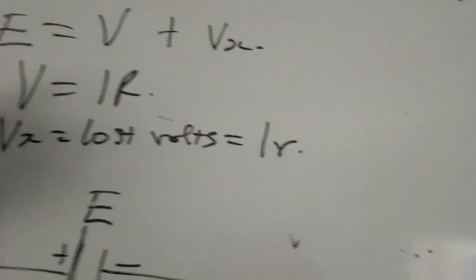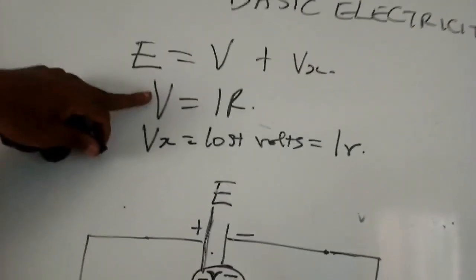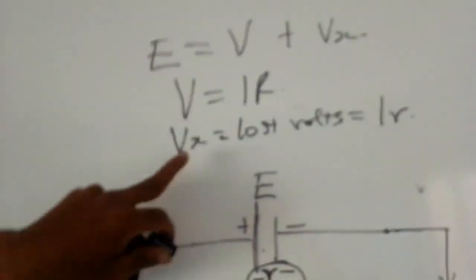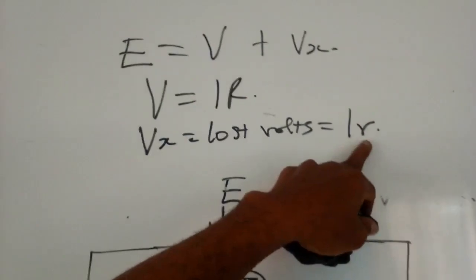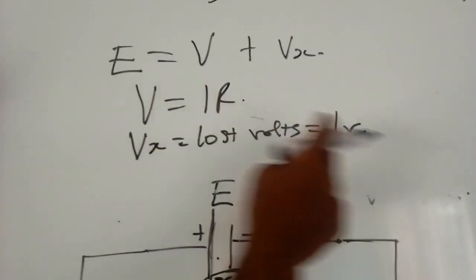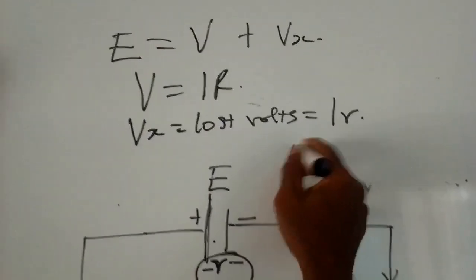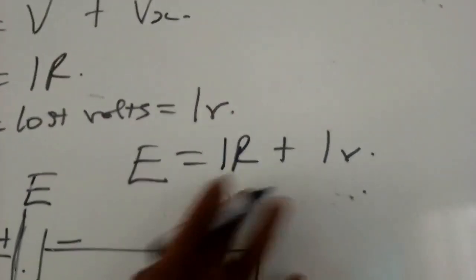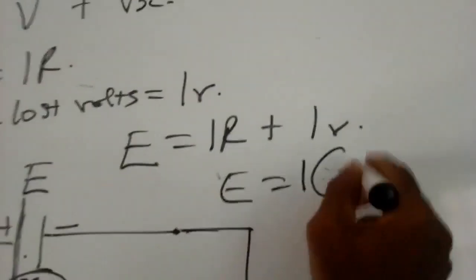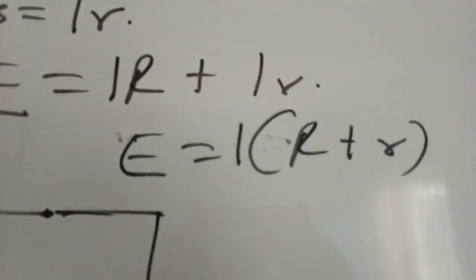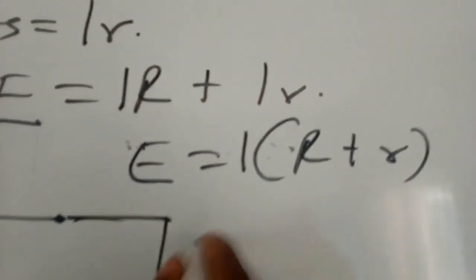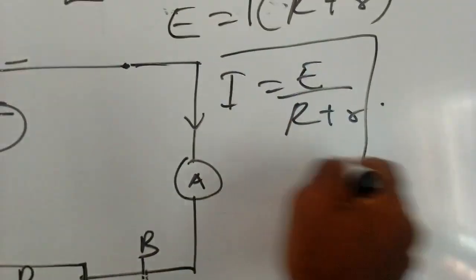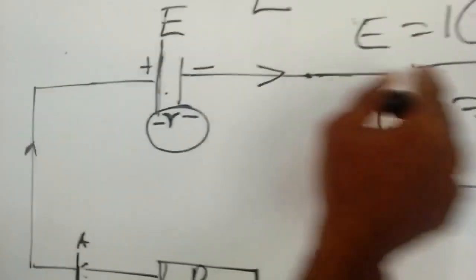Look at the two formulas. Potential difference, otherwise known as terminal voltage, is current times external resistance, while lost volt is current times internal resistance. Now, when we put these values into this equation, I have E equals IR plus I small r. If you factorize, we have E equals I into R plus small r. We make I the subject. I now becomes E all over R plus small r. So this is the formula for finding the current flowing out from the battery in an electric circuit.